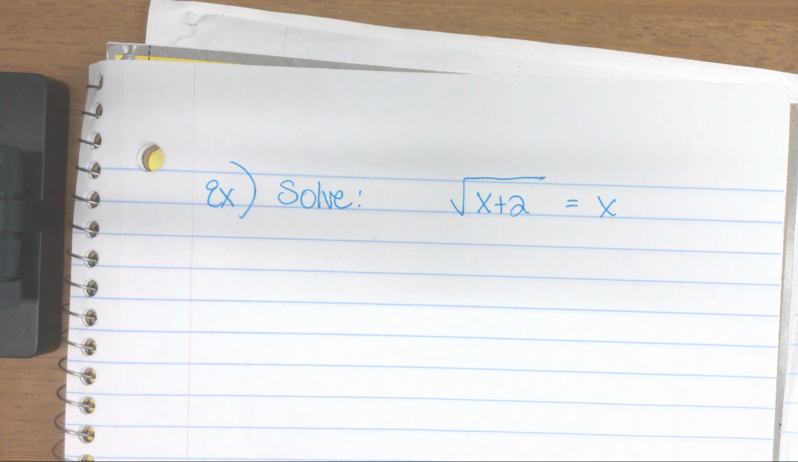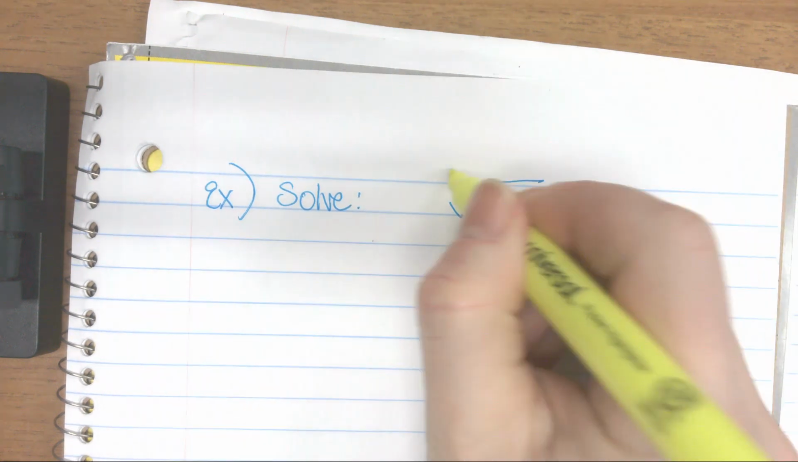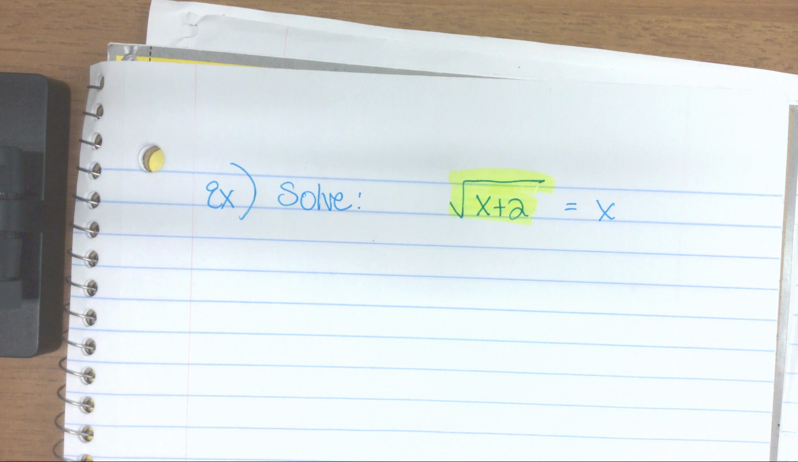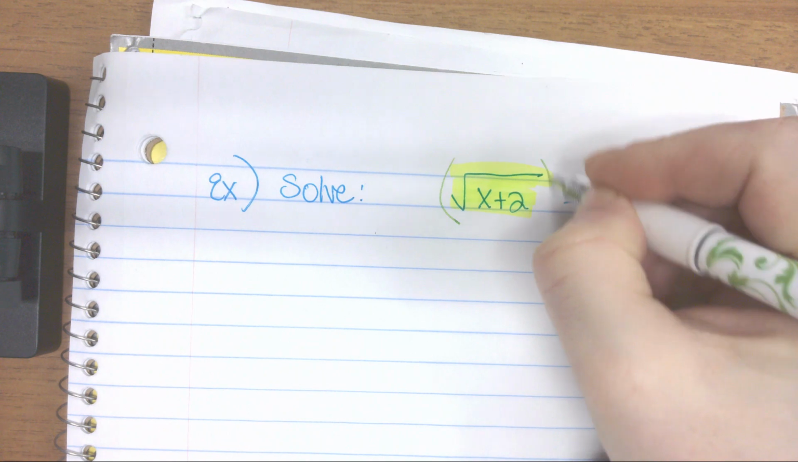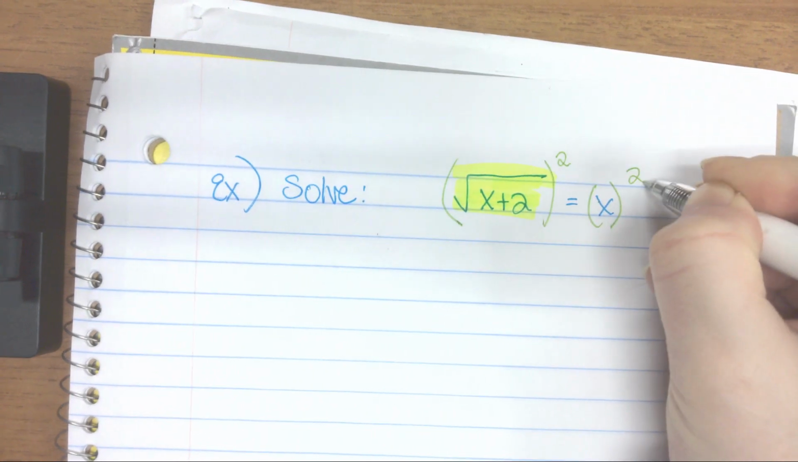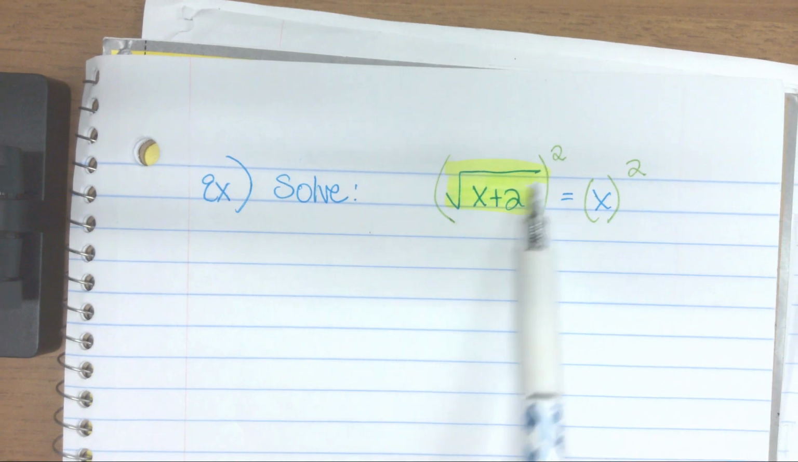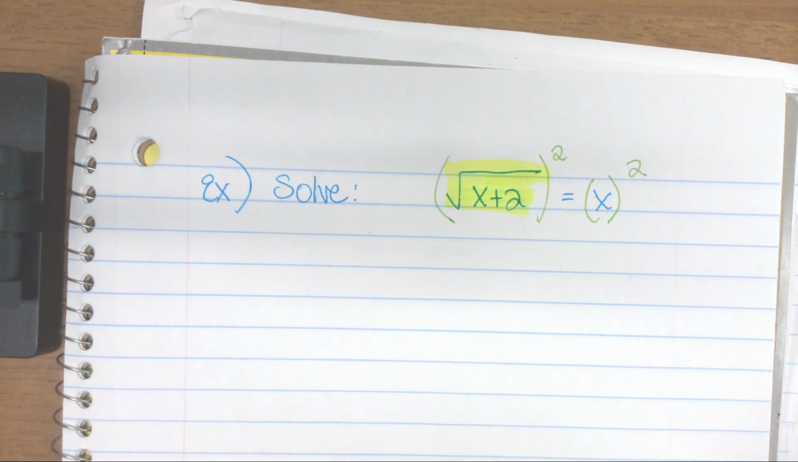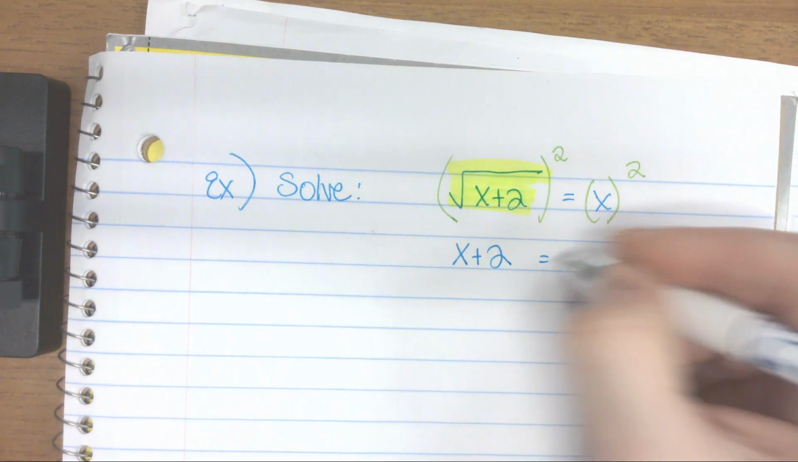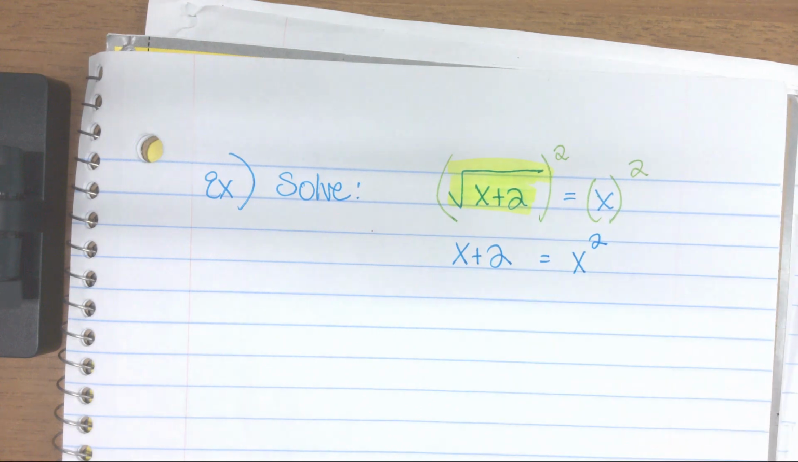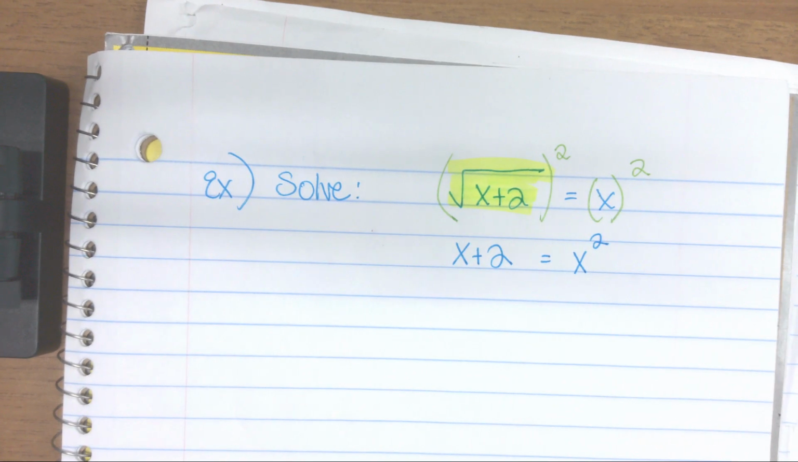So, just like yesterday, we want to isolate the square root. And over here, it is already isolated. So what do we do next? We're going to square both sides. So that is going to undo that square root, and we're left with x plus 2. And this, now we're left with x squared. So far, probably no different in the steps.